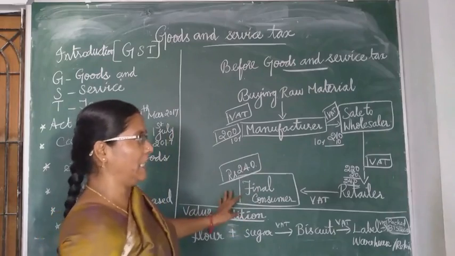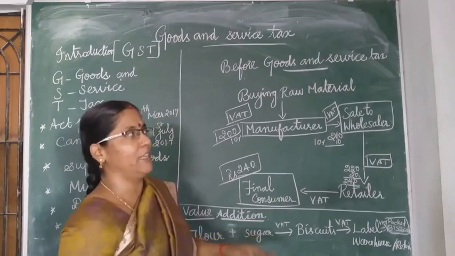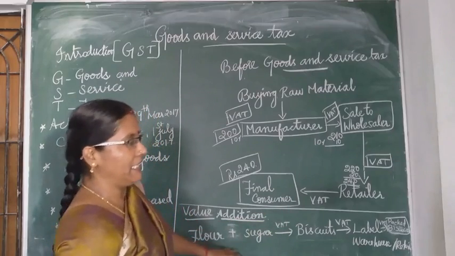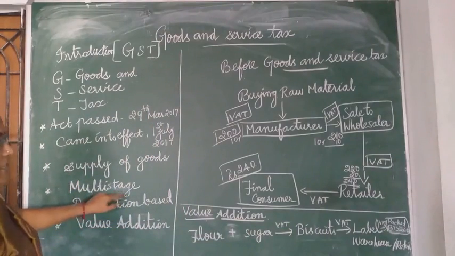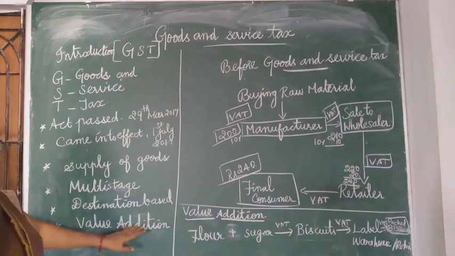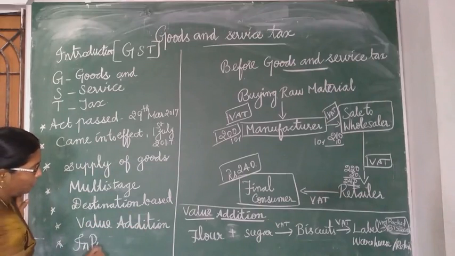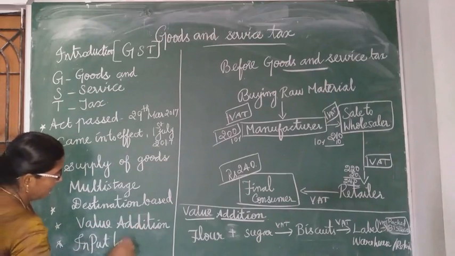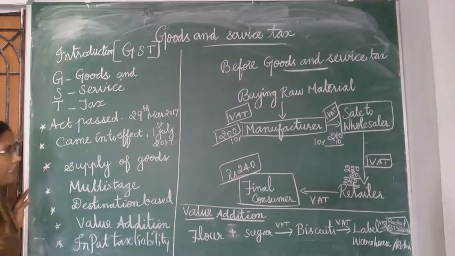For example, I am telling. So to avoid this cascading effect, this GST came into existence. Let us see what is meant by supply of goods, what is meant by multi-stage tax, what is meant by destination level, and the next one, what is meant by input tax liability. Let us see one by one about this.